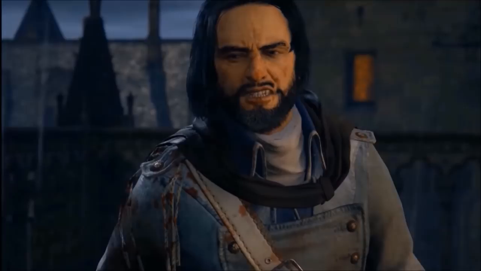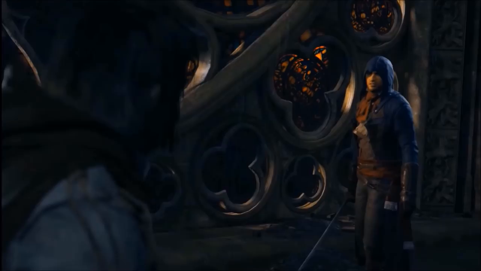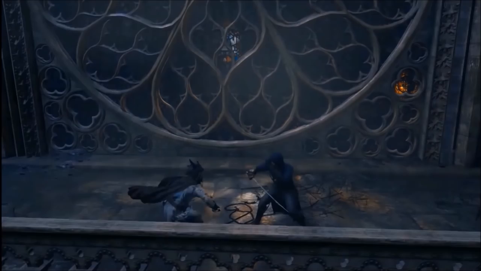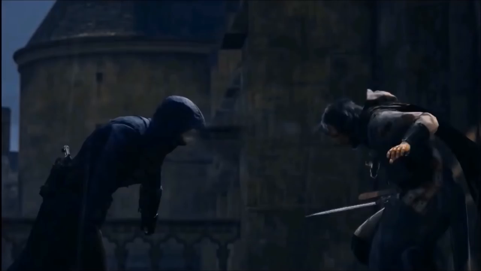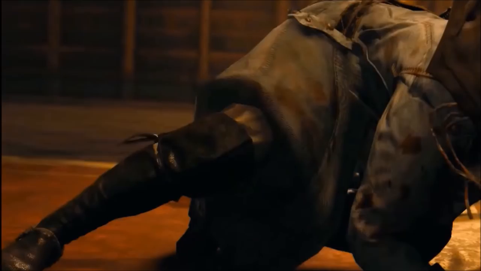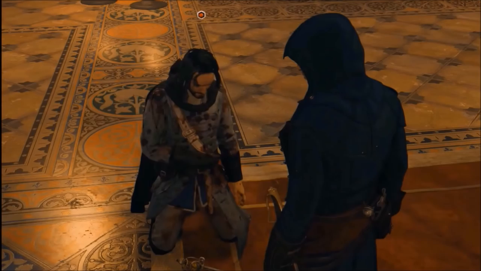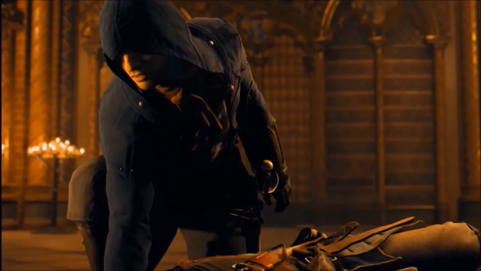I've seen Templars put entire villages to the sword just for the chance of killing one assassin. I've seen the Grand Master of the Templar Order take in a frightened orphan and raise him as his own son. Finish it!